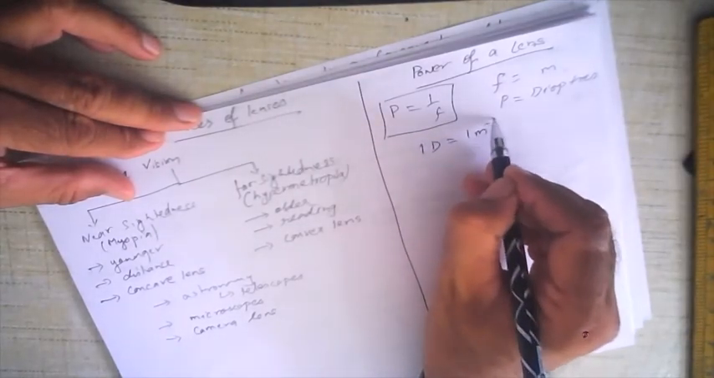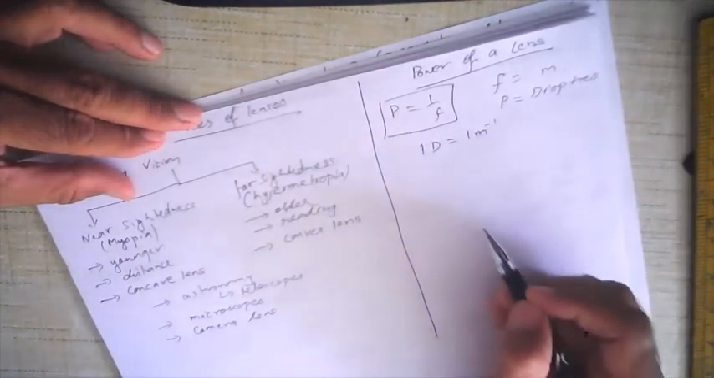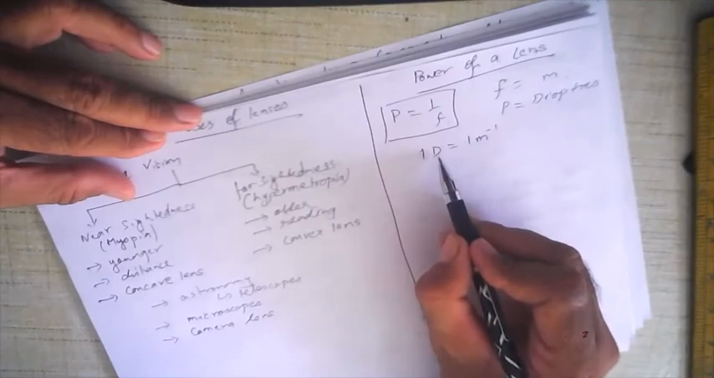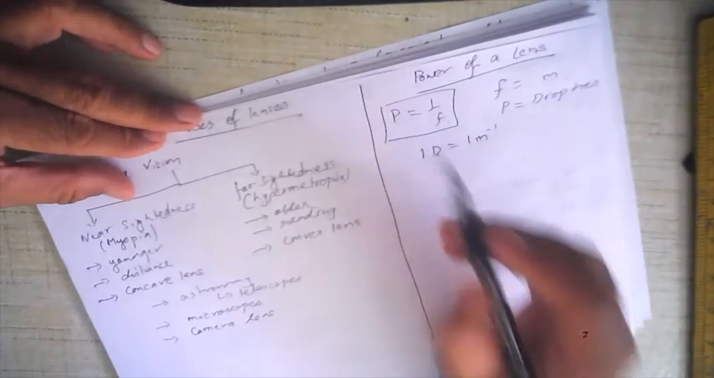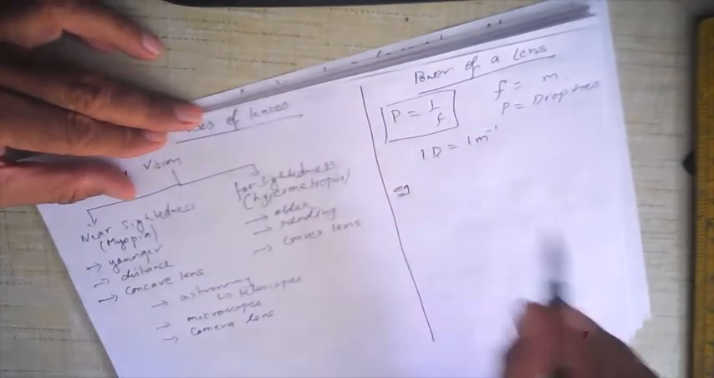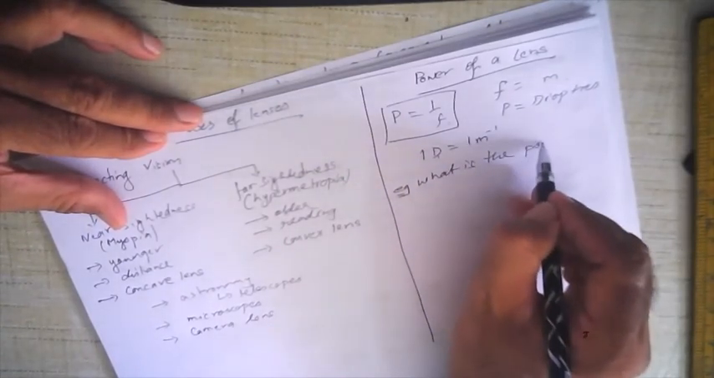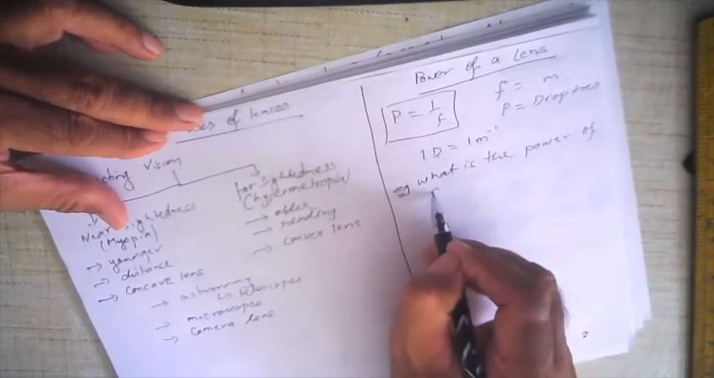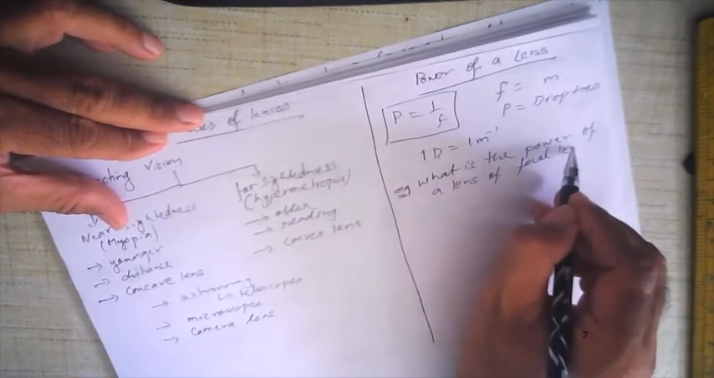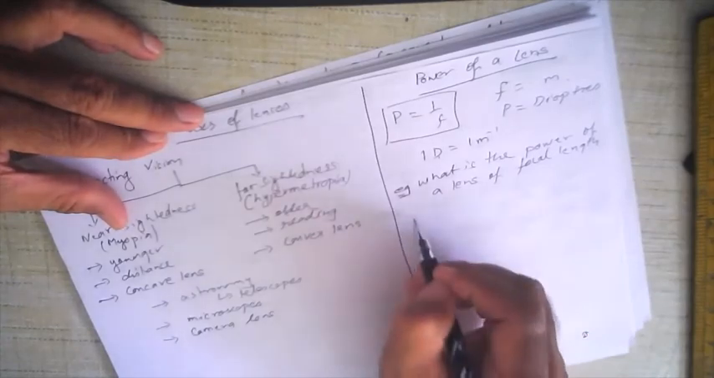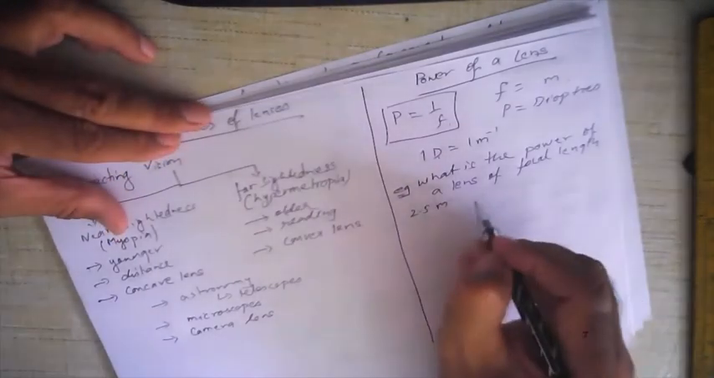One diopter is equal to 1 meter to the power minus 1. Why minus 1? Because it is the reciprocal of focal length. So if the power of the lens is 1 diopter, its focal length will be 1 meter. Let us take an example. What is the power of a lens of focal length 2.5 meters?